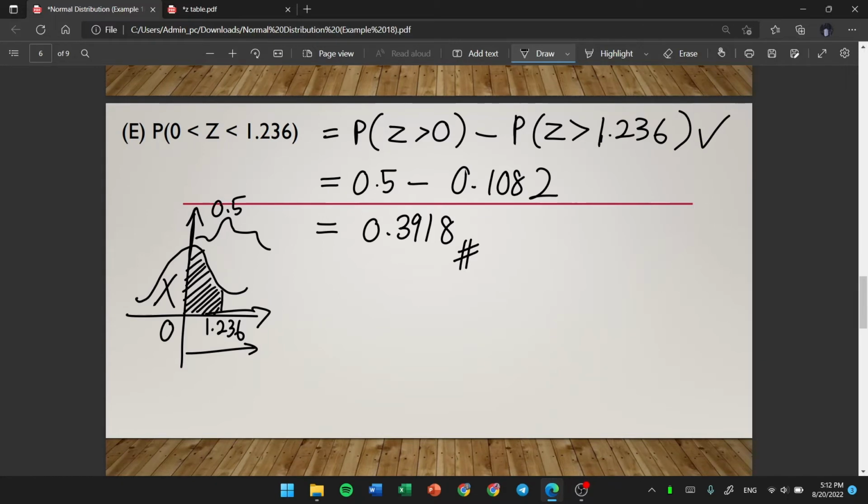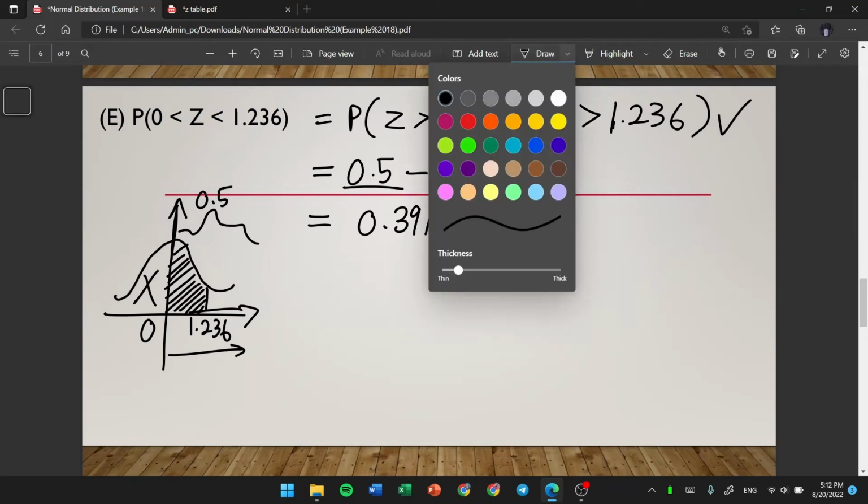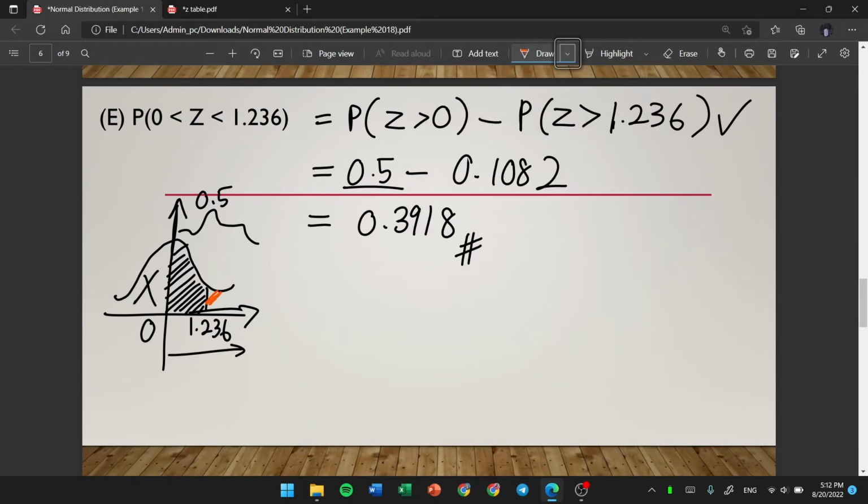Okay, why do we get this equation here? I taught already on Friday. So when Z is greater than 0 here, it counts as 0.5, right? So I hope you understand. When Z is greater than 1.236, it means we are shading here, see the orange color part. So we take the whole 0.5 minus the area of the orange color part, then we will find the answer we want now. So that's why we do that.